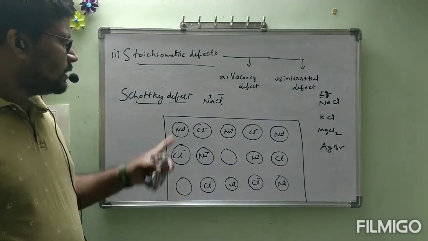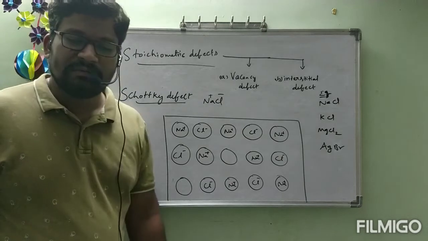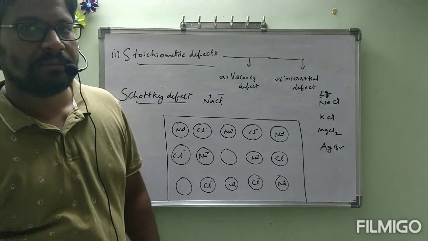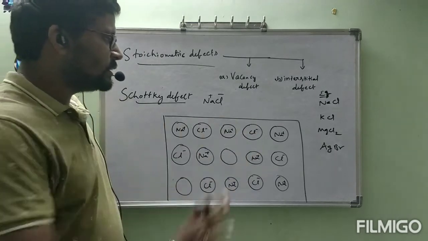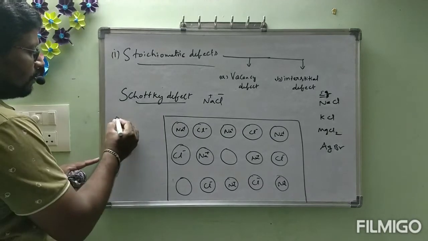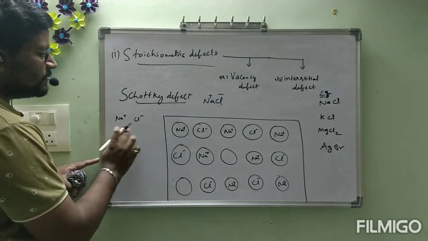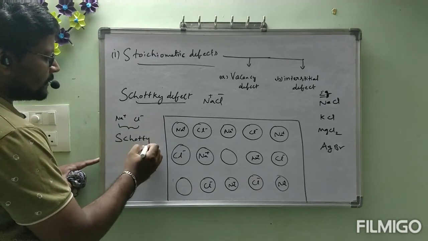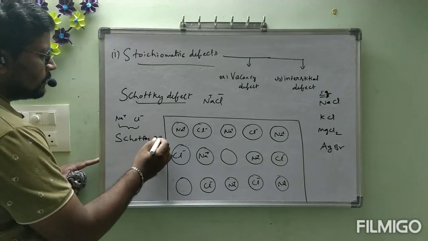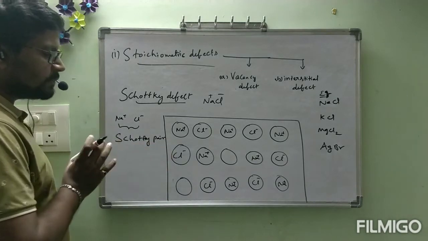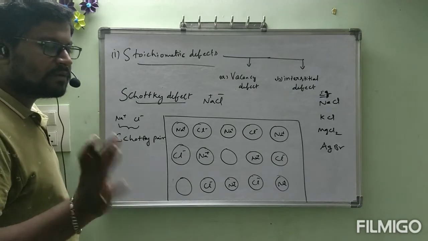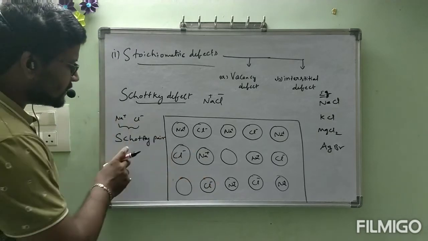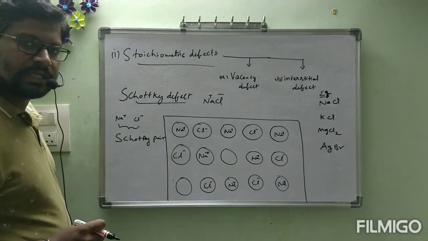In which type of compounds will we observe this Schottky defect? Generally, these are observed in compounds which contain bigger cations. Now, one cation and one anion which is missed, both are combinedly called Schottky pair. If you take one cation and one anion missed, that is called Schottky pair.